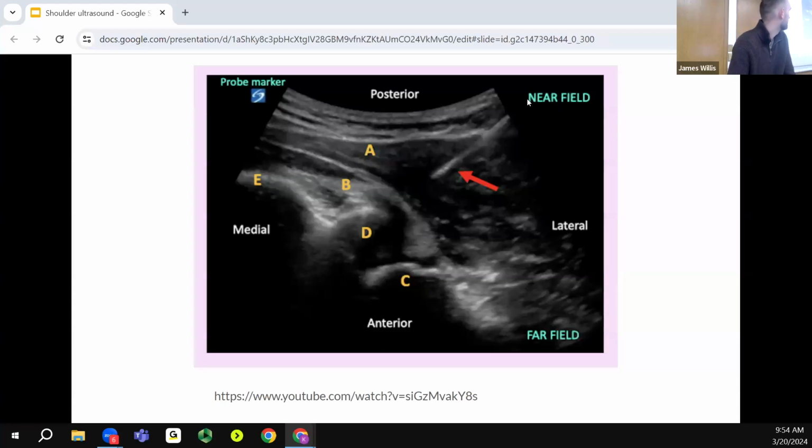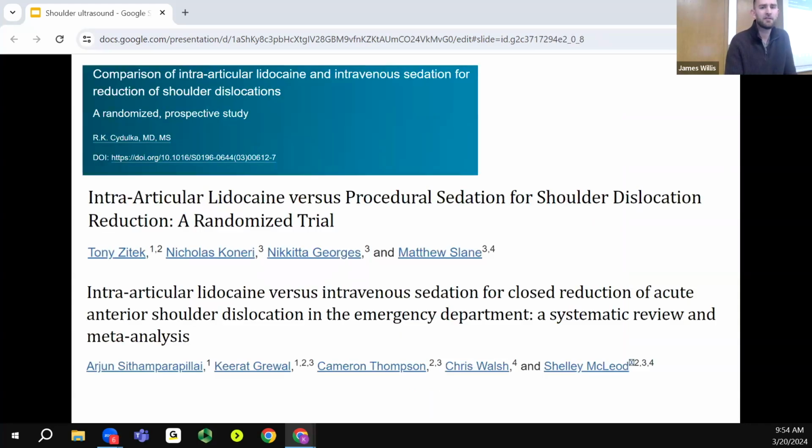So on ultrasound, you're going to follow that spinal needle. I forgot to mention that. Probably use a longer needle, especially with bigger patients. Follow that into the GH space, hydrodissect, and then inject your lidocaine. This is that meta-analysis I was talking about. So efficacy for achieving that reduction is just about the same compared to conscious sedation. And this study showed that it does reduce emergency department throughput times.